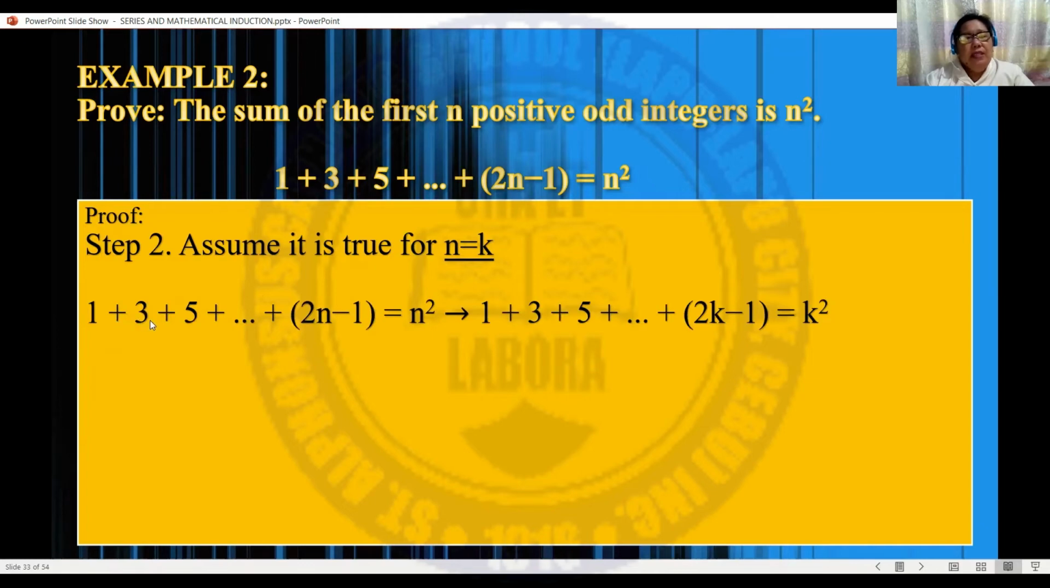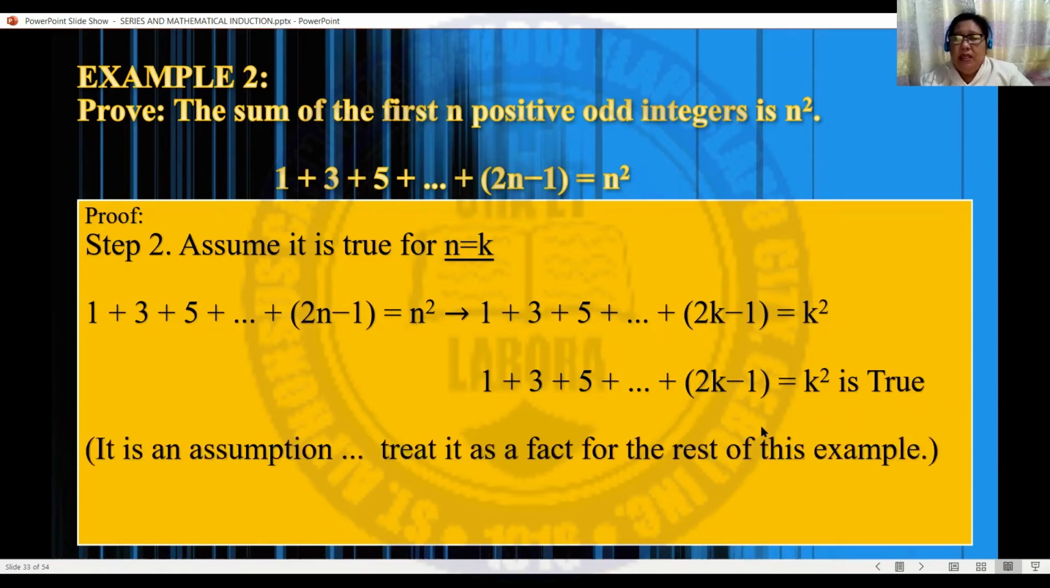So we have 1 plus 3 plus 5 plus ... plus 2n minus 1 is equal to n squared. And we will change n into k. So this is now the new equation: 1 plus 3 plus 5 and so on, up to 2k minus 1 (change n to k), and n squared becomes k squared. And this is true because it is an assumption. So when it is an assumption, you have to treat it as a fact for the rest of this example.